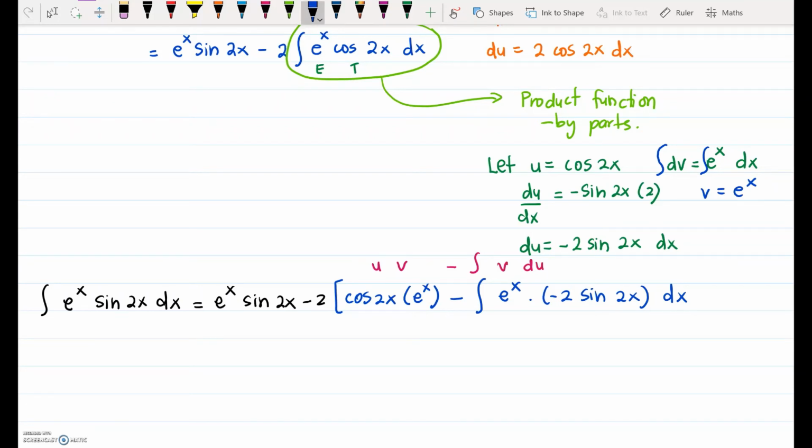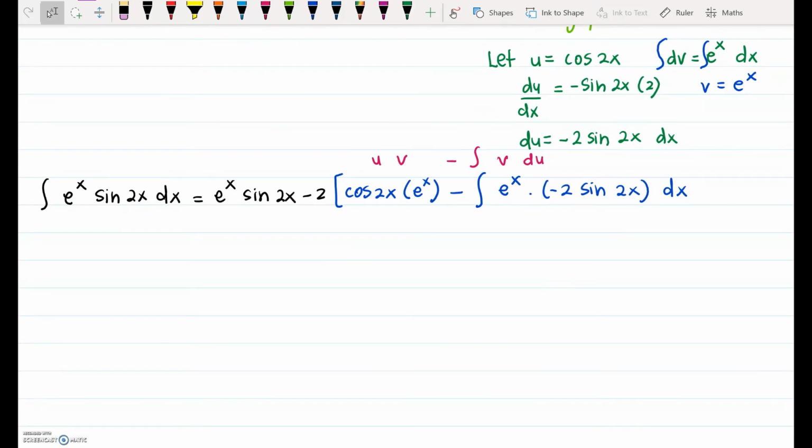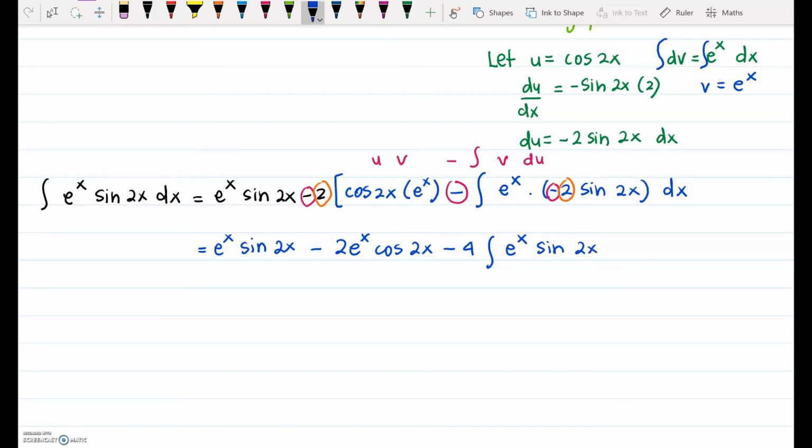Again, this is uv minus the integration of v du. Now let's simplify. We have e^x sine 2x minus 2e^x cos 2x, and then plus, negative times negative is positive, and then we have another negative, so it should be minus. We also have 2 here and 2 here, so it will be minus 4 times the integration of e^x sine 2x dx.